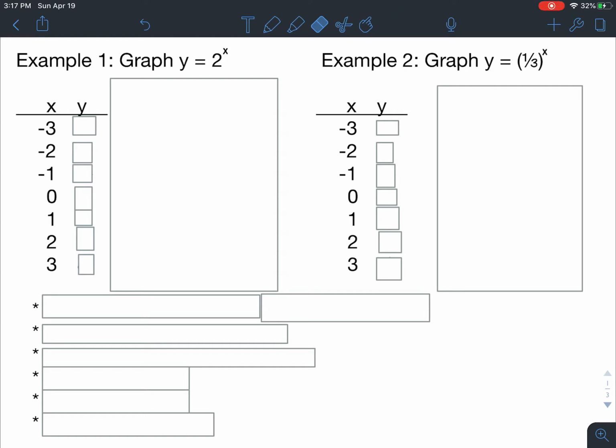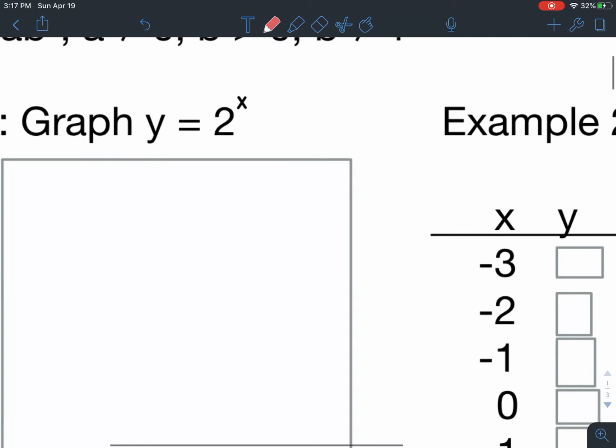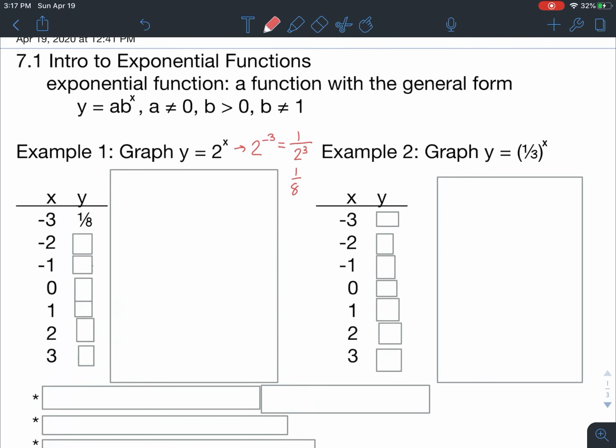So I put in -3 for x, and I get 1/8. Now, you might be like, wait, what, lady? So this would be 2 to the -3. And remember, a negative exponent makes things go on the bottom. And then that becomes 1/8. Okay? 2 to the -2 is 1/4.